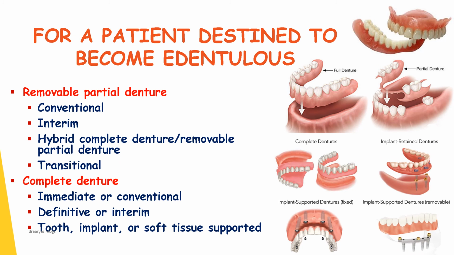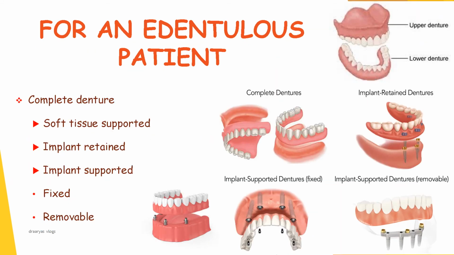For a patient destined to become edentulous, it is removable partial dentures, that is conventional, interim or hybrid complete denture or removable partial denture, and transitional complete denture, that is immediate or conventional, definitive or interim, tooth, implant or soft tissue supported. And for an edentulous patient, complete dentures, that is soft tissue supported, implant retained dentures, implant supported dentures, implant supported, fixed and removable.